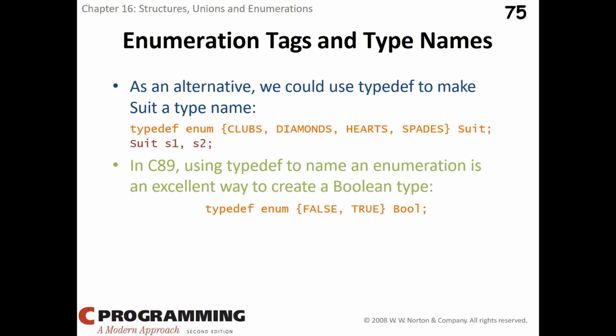So here, in the first code in our slide, we have an example. In this example, suit is defined as a type name for the enumeration containing the values clubs, diamonds, hearts, and spades. With this definition, S1 and S2 are now variables of type suit. Using typedef in this manner is particularly useful in C89 for creating Boolean types. So here, bool becomes a type name representing the enumeration with values false and true.